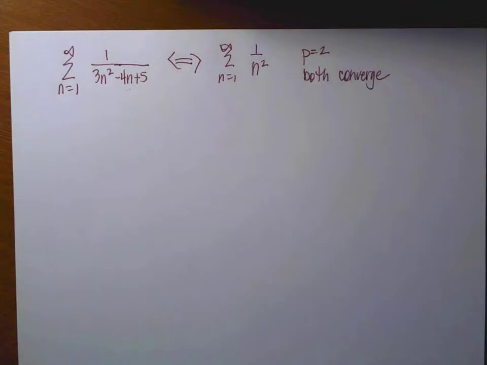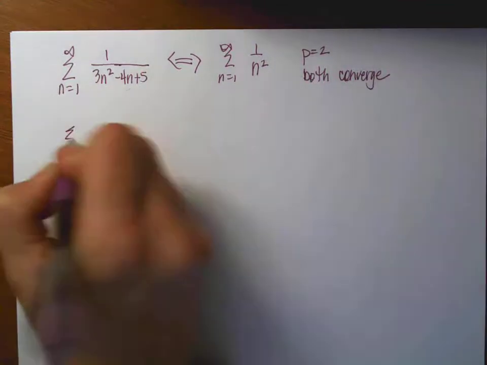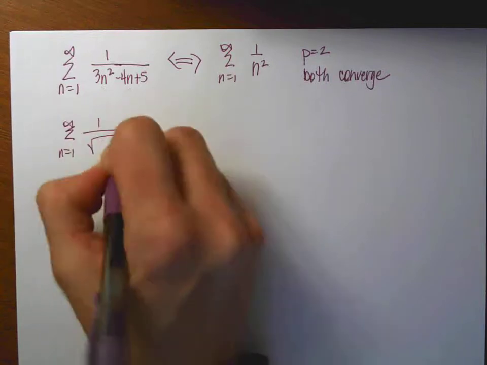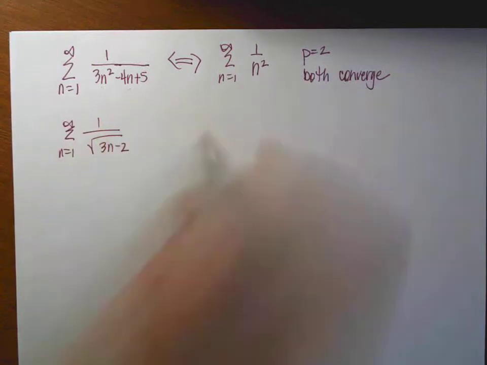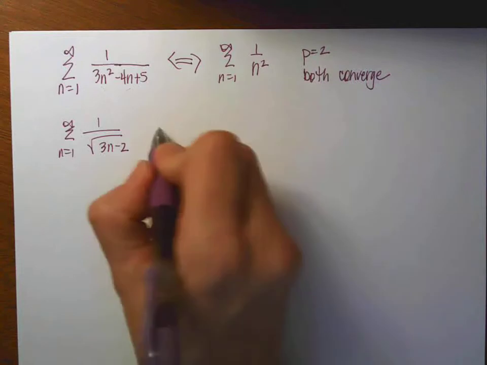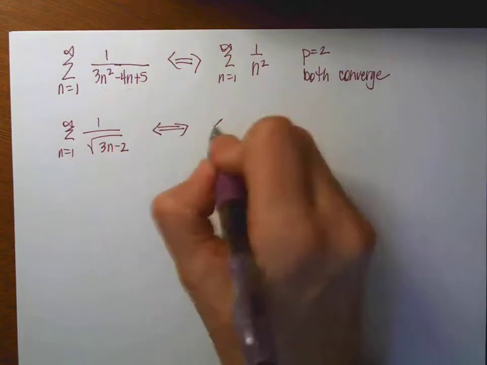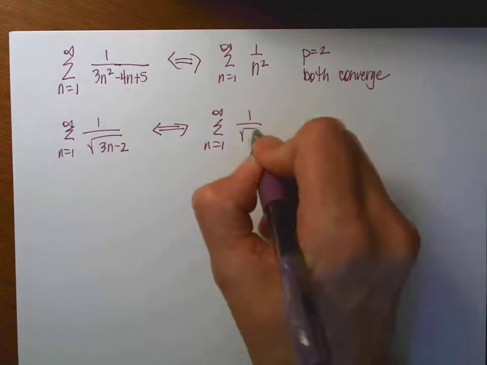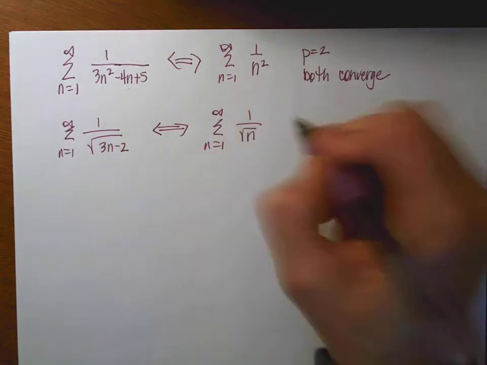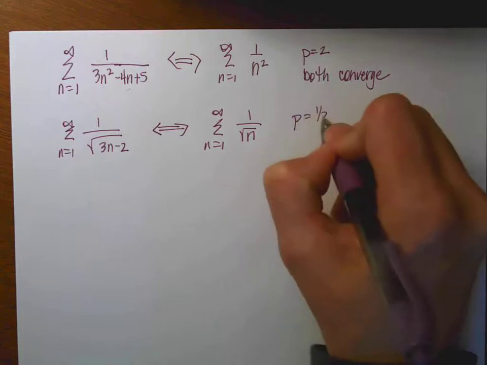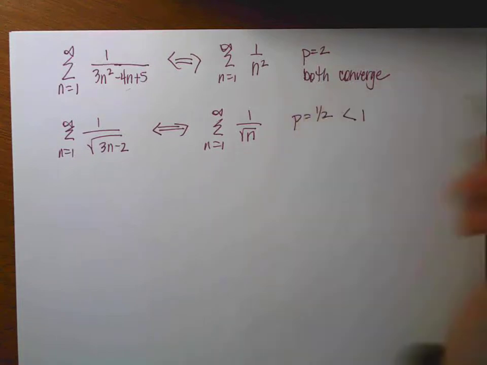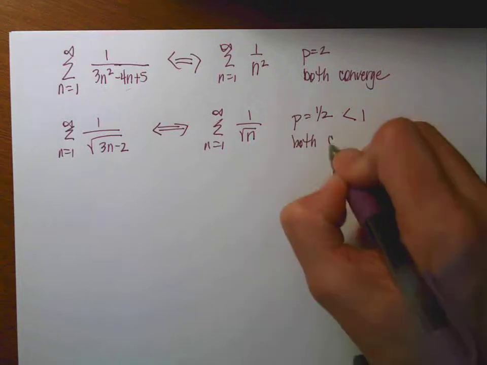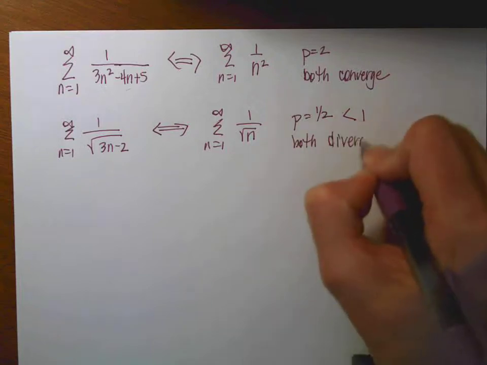Okay? Another example might be if I had the sum from n equals 1 to infinity of 1 over the square root of 3n minus 2. Alrighty. I could compare this to the sum from n equals 1 to infinity of 1 over the square root of n. Well, in this case, p is equal to a half, which is less than 1, and therefore we are going to know that both are going to diverge.